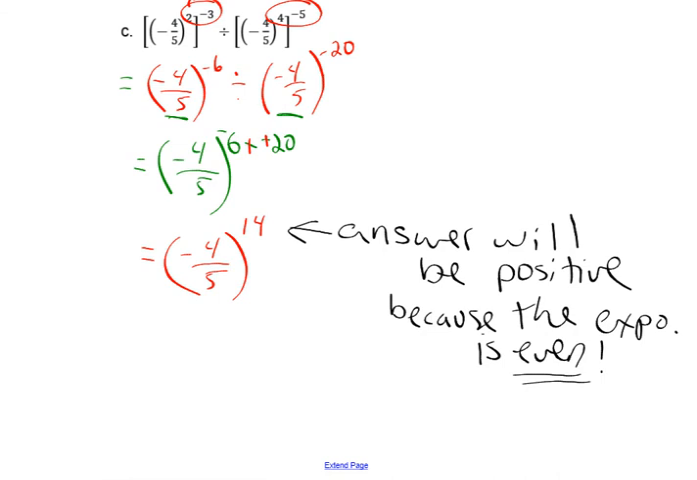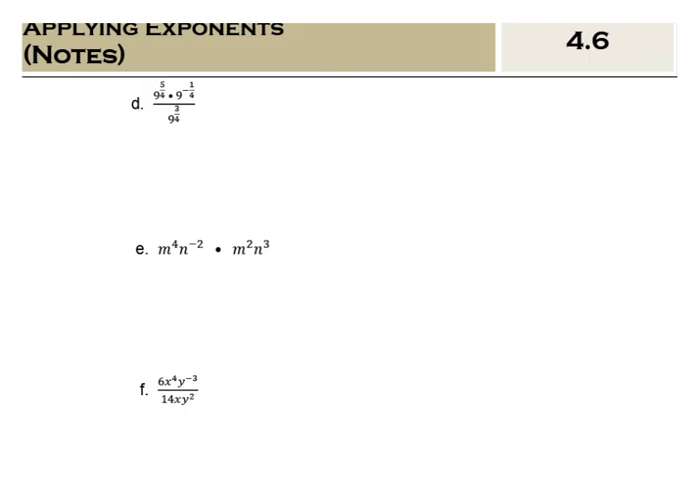If it was an odd exponent, we'd have -4/5 times -4/5, which is positive, times a -4/5, which is negative. The evens will make it positive. You have an even number of negatives. The odd exponent would make it negative. Okay.